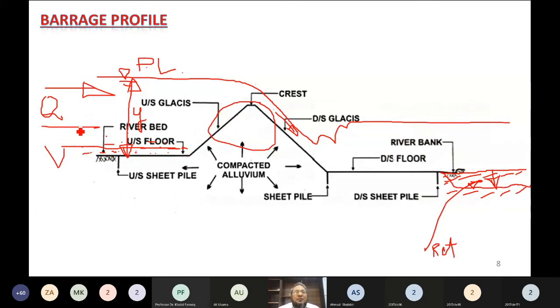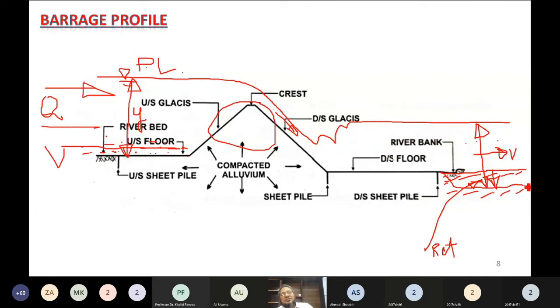Now, once the velocity of flow is increased, it will pick up sediments from here, from the upstream side, and carry them with it. When it reaches here, what about the depth of flow? It is more. And what will happen here to the velocity of flow? That has to reduce. Then the sediment which it carries will be deposited here on the downstream riverbed. And this process is called accretion.